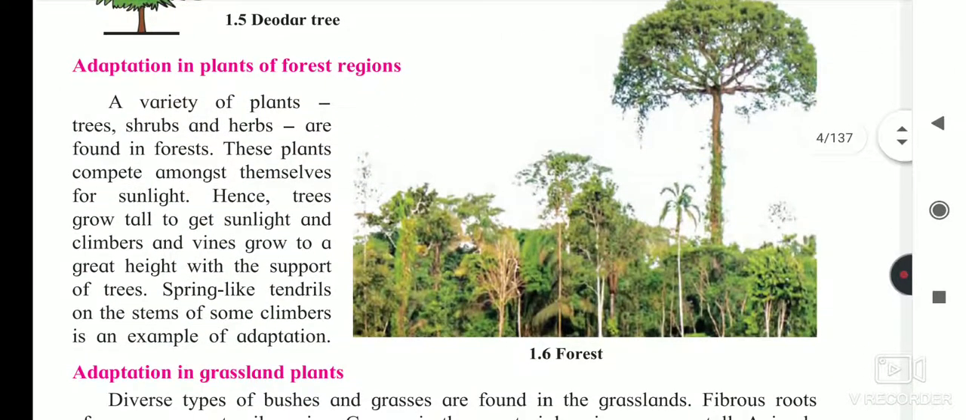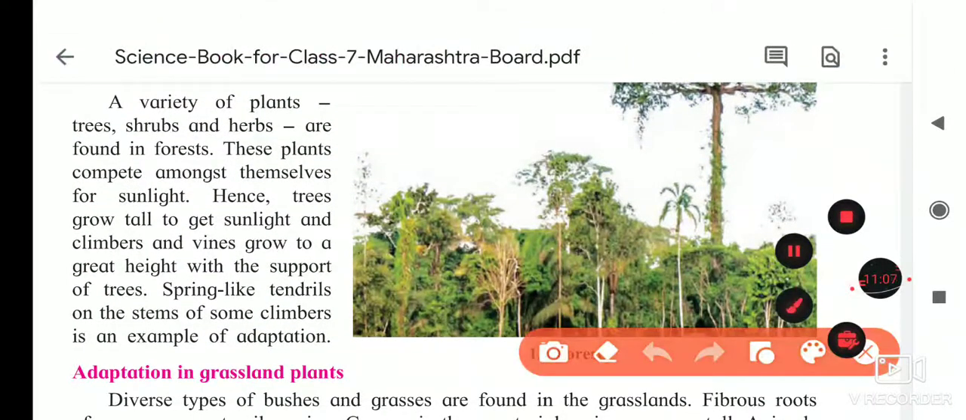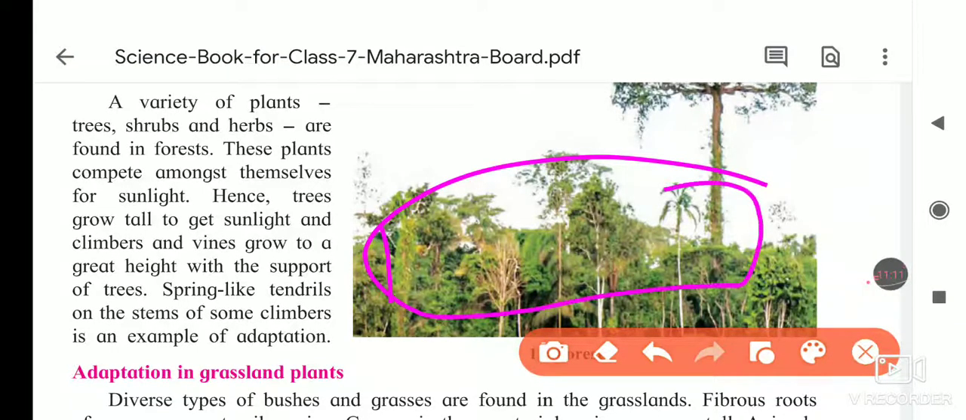After that we see the adaptations in plants in the forest region. If you see these pictures, you will notice that all these plants are very tall. They compete with each other for sunlight, and that's why they are very tall. Some climbers are also there on these trees, they move up the tree, and they have tendril structures, which we have already seen.